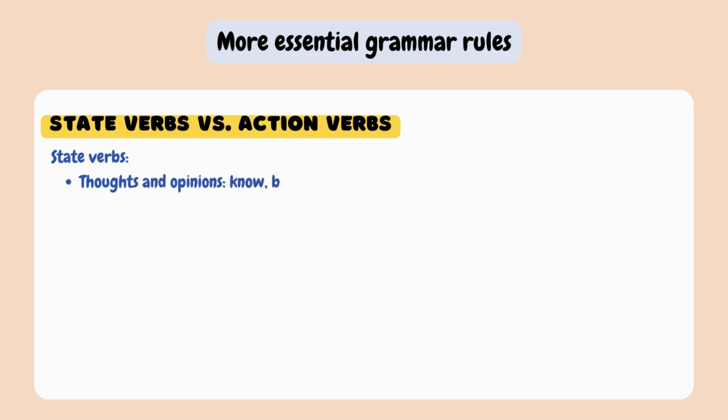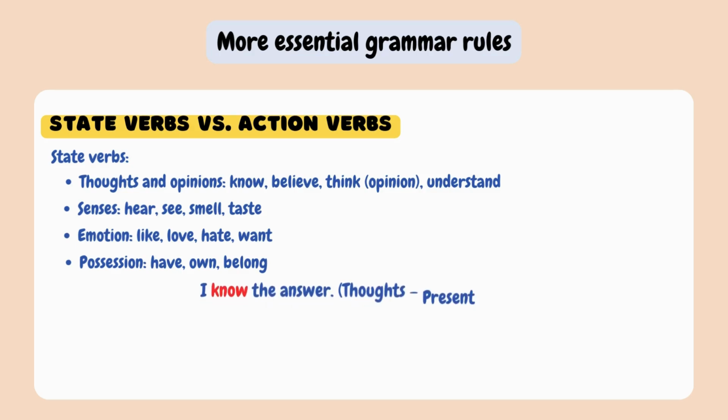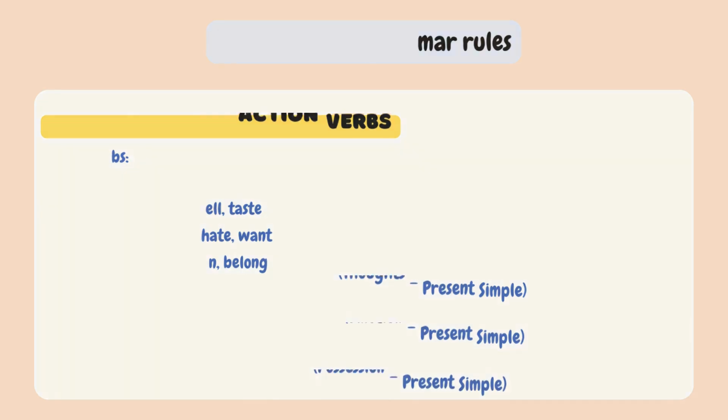Thoughts and opinions: know, believe, think, understand. Senses: hear, see, smell, taste. Emotion: like, love, hate, want. Possession: have, own, belong. Examples: I know the answer. She loves chocolate. He has a car.